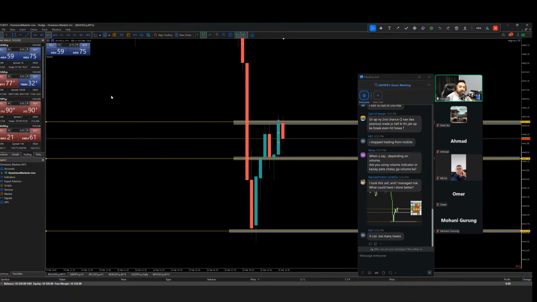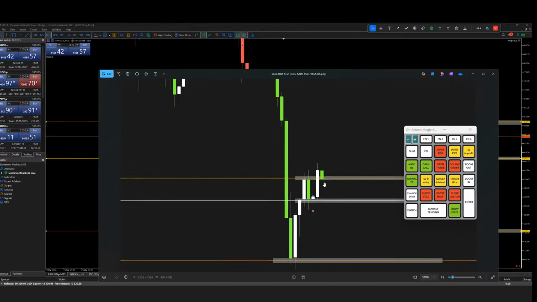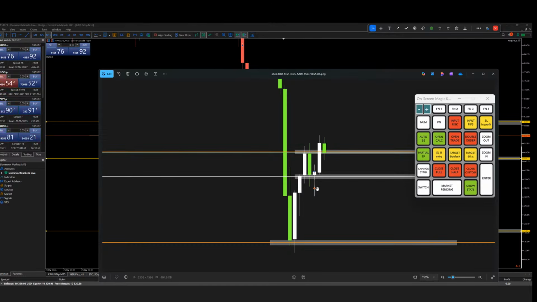So I took the sell and I managed risk. What could I have done better? Let me see. Yeah, many people just took a sell here. It totally makes sense. Can I create a support? Create a resistance? Can I create a wick?